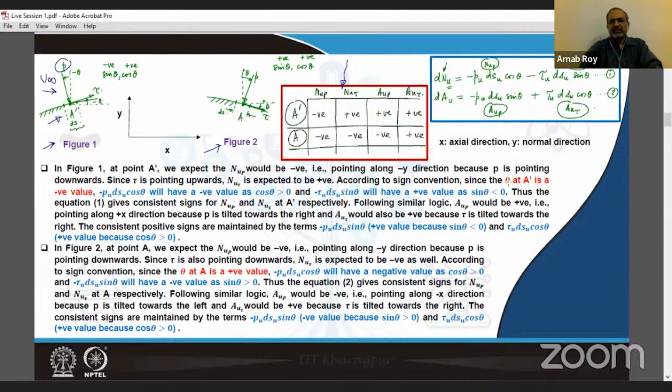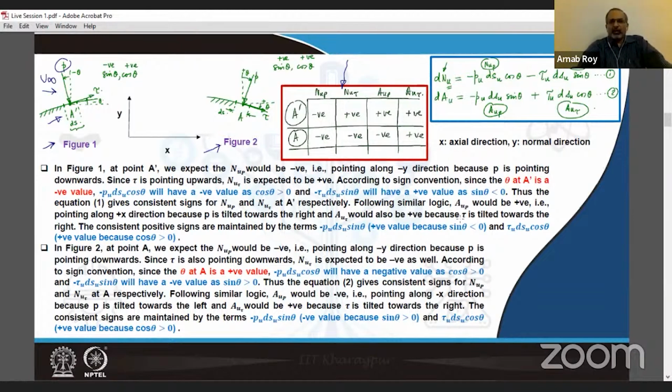According to the sign convention, theta at A dash is a negative value. And therefore, the pressure contribution, minus Pu dSu cos theta, will be a negative value because cos theta is greater than 0. And minus tau u dSu sin theta will have a positive value as sin theta is less than 0. Thus, equation 1, which gives consistent signs for NUP and NU tau at A dash, is proved because from the physical perspective, whatever sense we are getting is exactly and consistently represented by that equation 1.